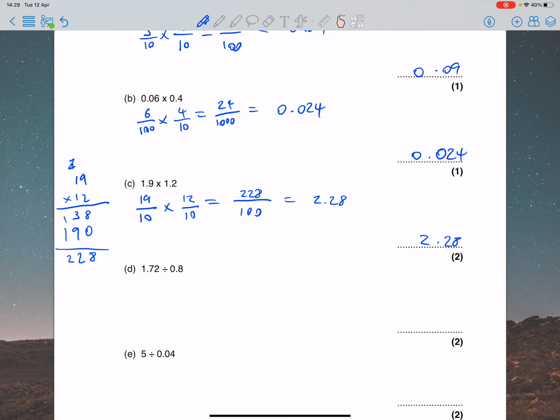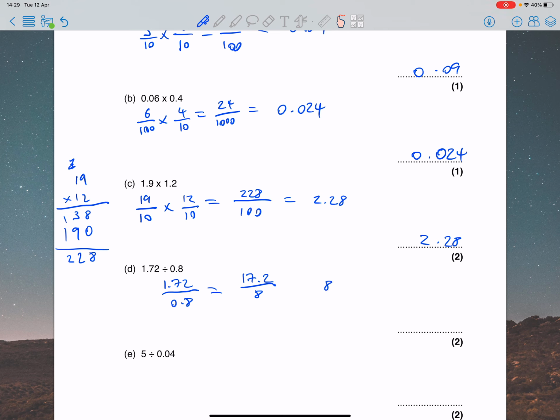So I like to write this as a fraction. 1.72 divided by 0.8 can be written as 1.72 over 0.8. And we're going to multiply the top and bottom by 10 so that the bottom is a whole number. And remember, if I times the top and the bottom by the same thing, it's an equivalent fraction. So that becomes 17.2 over 8. Now we can just work out what is 17.2 divided by 8.